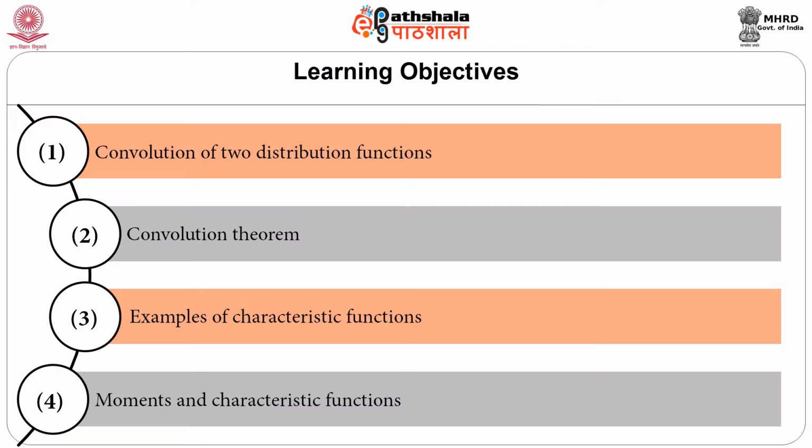So, today we will be discussing such a thing. Before that, we will first define what is known as convolution of two distribution functions, and we will see how this convolution is related to the characteristic functions or can be characterized through a characteristic function. We will also discuss some examples of characteristic functions of different random variables, and I will explain two very interesting characteristic functions corresponding to two different distributions.